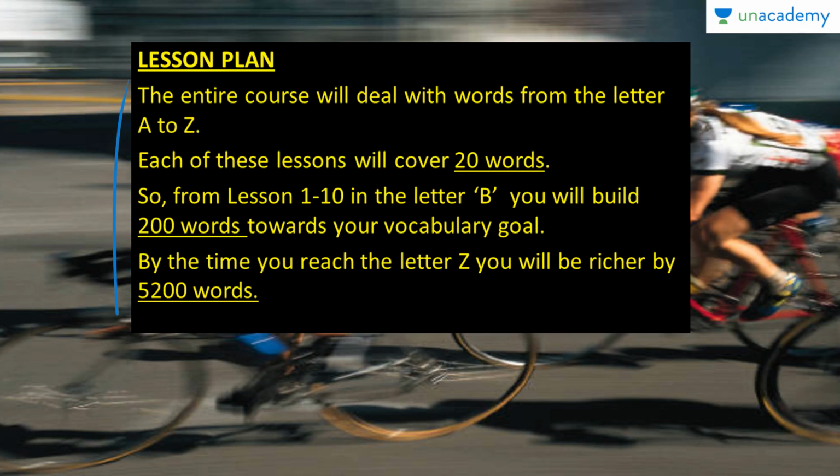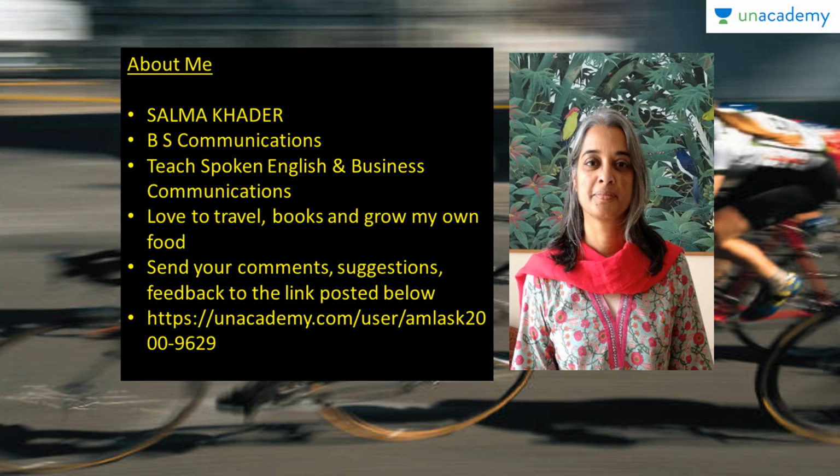The entire course will deal with words from the letter A to Z. Each of these lessons will cover 20 words. So from lesson 1 to 10 in the letter B, you will build 200 words towards your vocabulary goal. By the time you finish the letter Z, you will be richer by 5,200 words. And not to mention the words that you already know. So it will be an awesome vocabulary pyramid for sure.